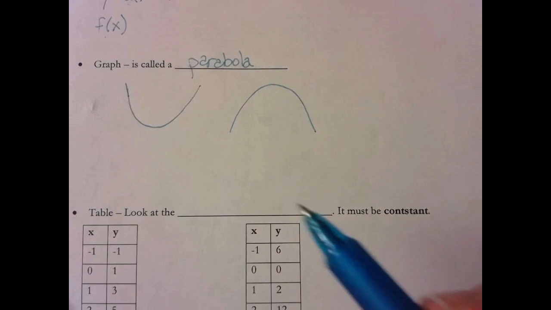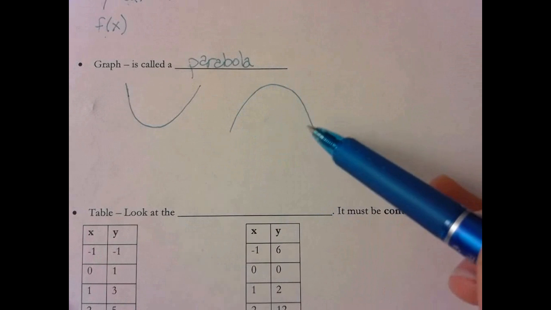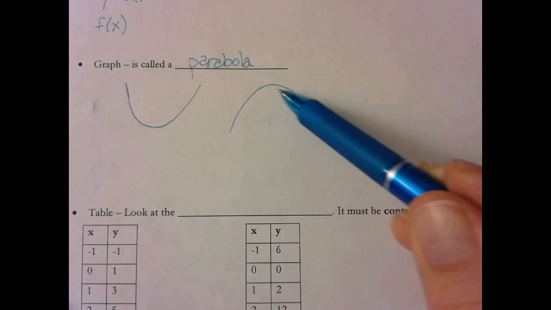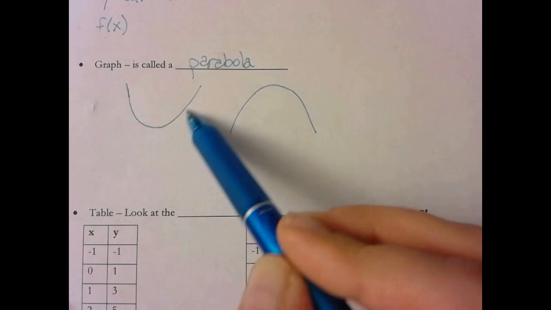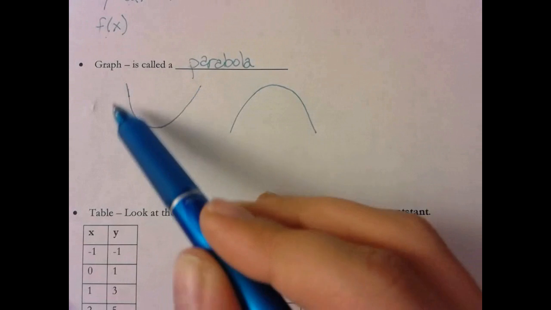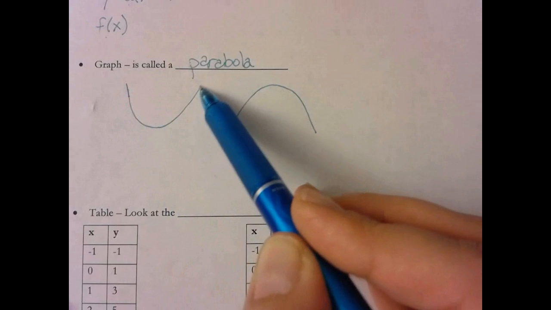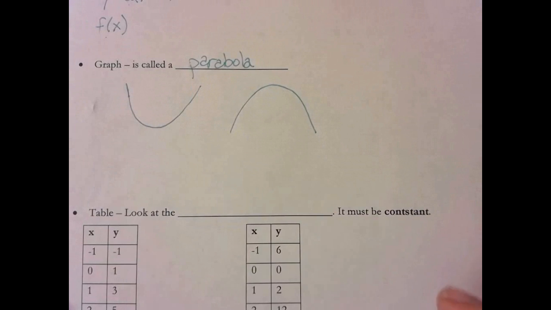So think of like if you throw a tennis ball, or if you kick a soccer ball, how it would go. Or if we're doing this way, think of a dish, like the satellite dishes that you see. So you just gotta look. If you got that shape, it's quadratic.